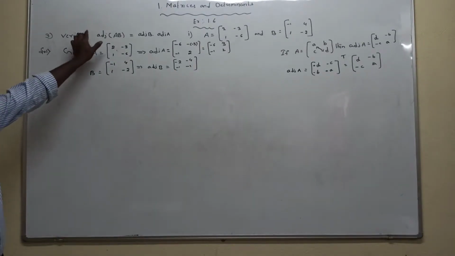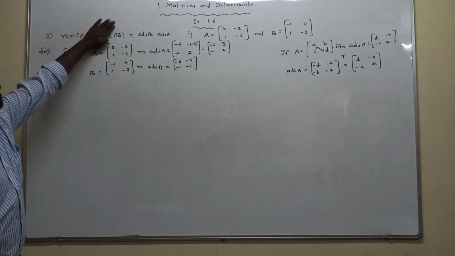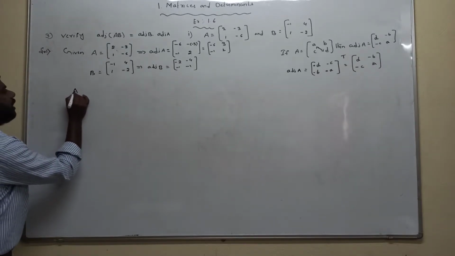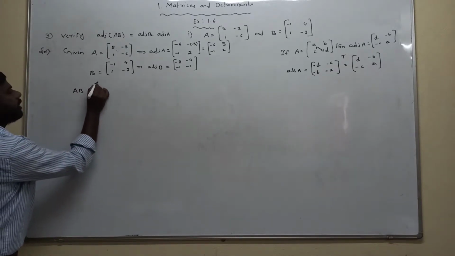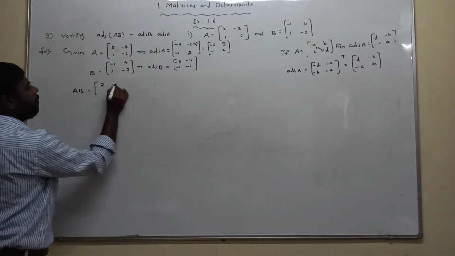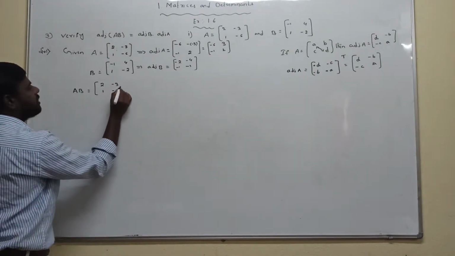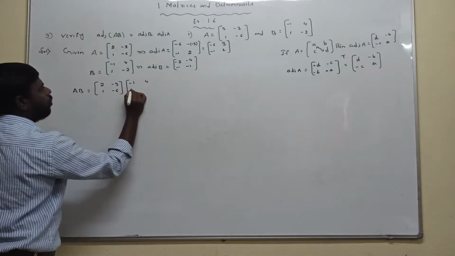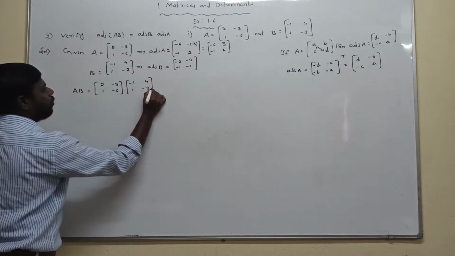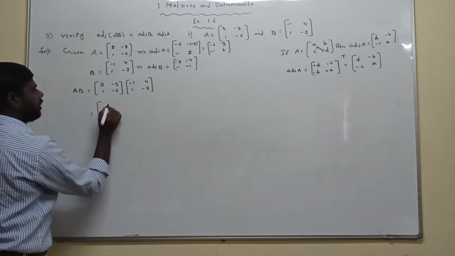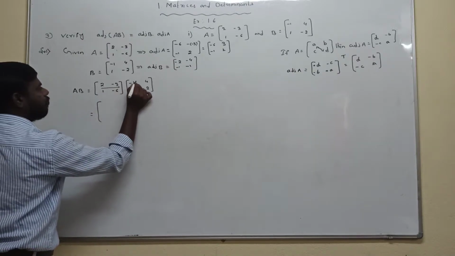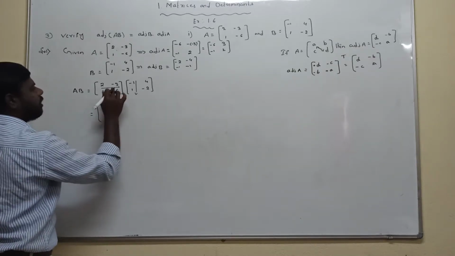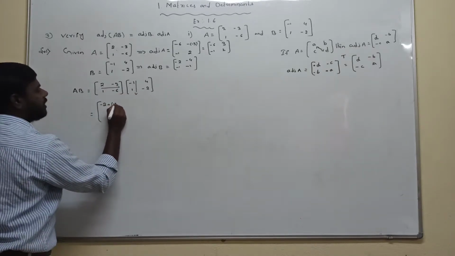See the left-hand side, they have given adj(AB). So first we need to calculate the AB matrix. The A matrix is [2, -3; 1, -6]. Next we substitute the B matrix [-1, 4; 1, -2]. Now take the product of these two matrices. First row with first column: 2 into minus 1 is minus 2, plus minus 3 into 1 is minus 3.